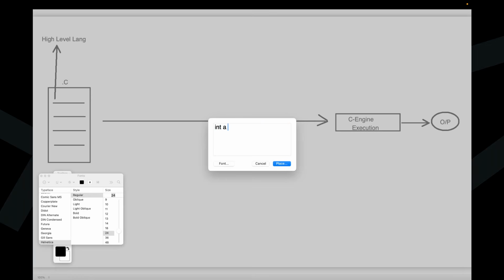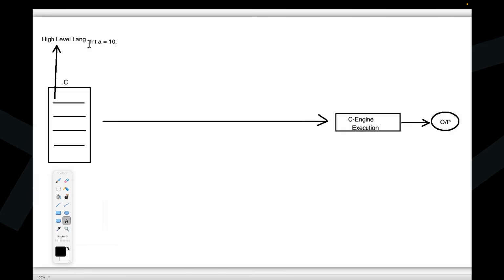But the syntax is like int a = 10. For example, if you take this instruction, this is user and developer friendly language. A developer can understand: int is a data type, a is a variable, equal is an operator, 10 is a constant value, semicolon is a terminator. Developers can understand it. So this is developer understandable language.